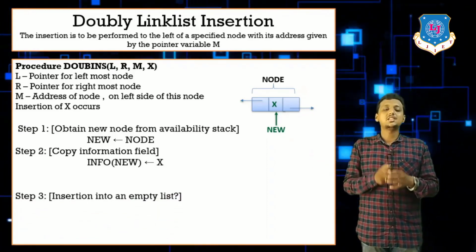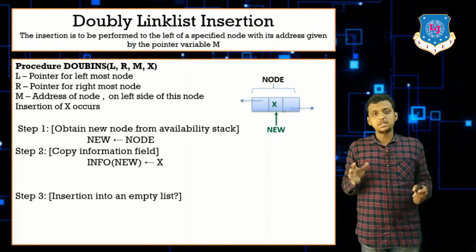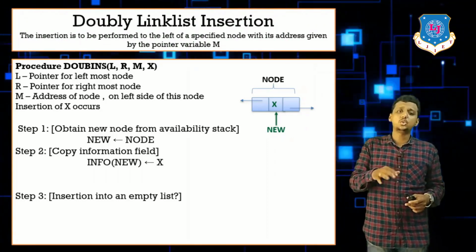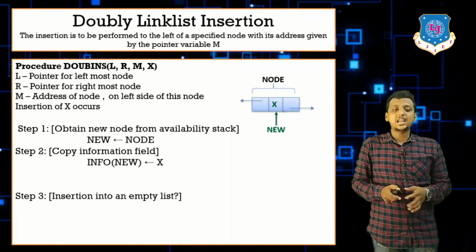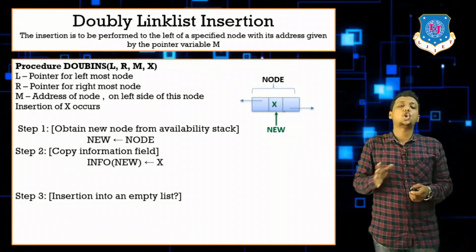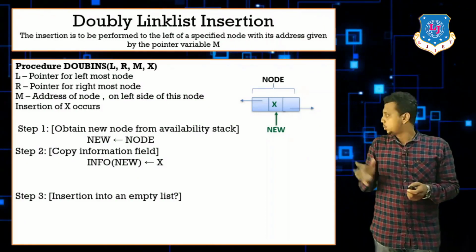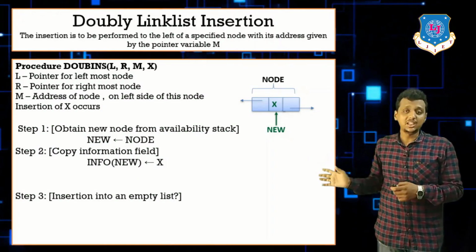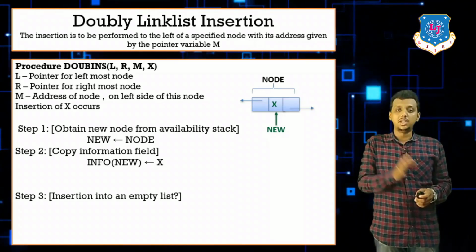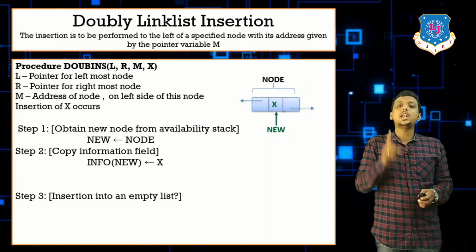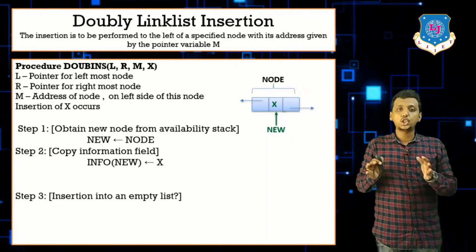So what will our next step be after inserting the X over there? The next step is insertion into an empty list. That means one question over there, students: are you going to insert in an empty list? So students, let's check whether my doubly linked list exists or not. Are we going to insert a new node in an empty linked list? So how to check? See, when our doubly linked list is empty, then my L and R both pointers are pointing to null.